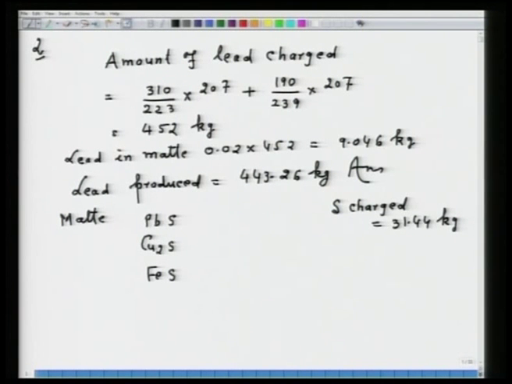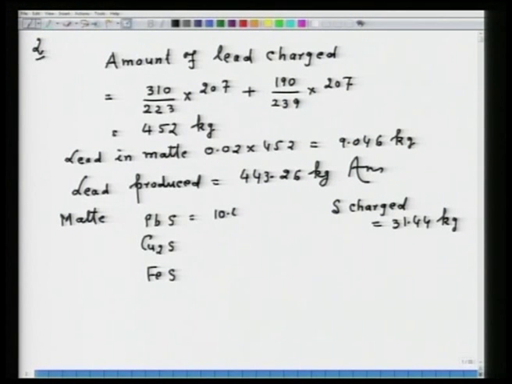Now, you know the amount of lead in the mat, that is 9.046 kg. From there you calculate PbS, then see how much sulfur is combined with lead, and then the rest of the sulfur goes with copper, which you calculate in terms of Cu2S. So, the amount of PbS will be equal to 10.44 kg, Cu2S will be 30 kg, and FeS will be 66.1 kg. I hope you can calculate. So, we can calculate the amount of PbS. From the amount of PbS, you calculate how much sulfur is with PbS and with Cu2S, and the balance sulfur will be with iron, and that is where you can calculate the amount of FeS.